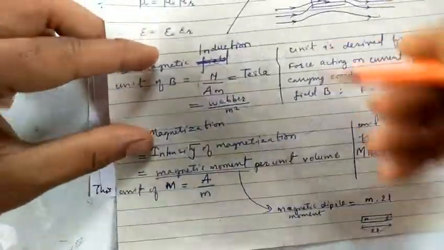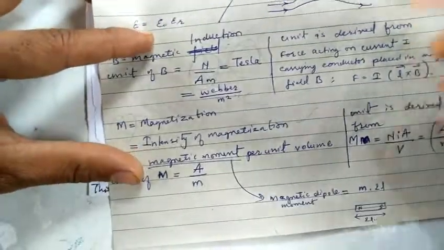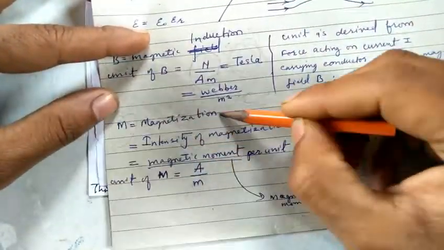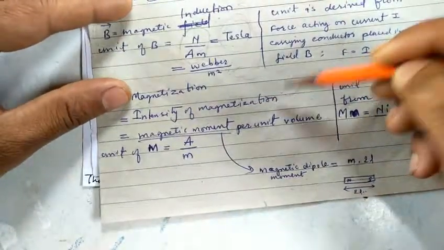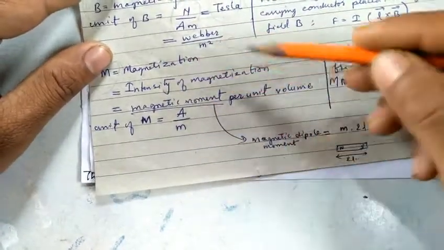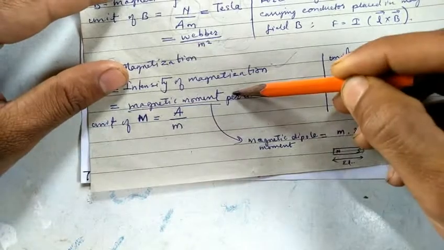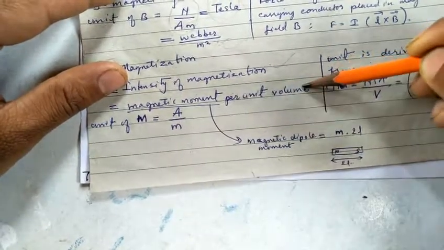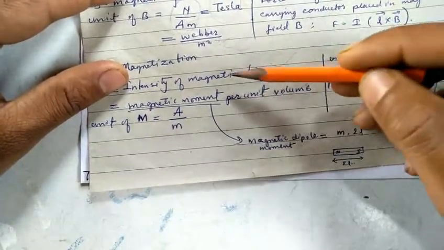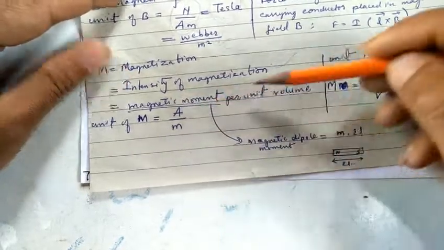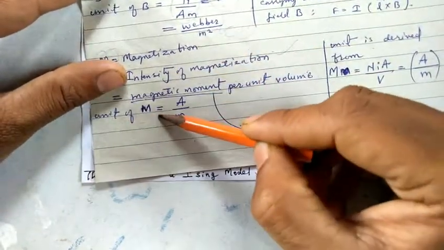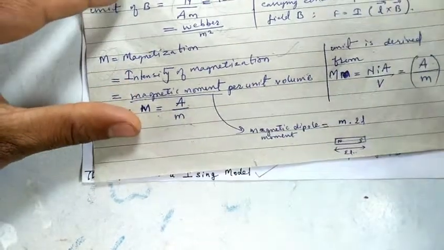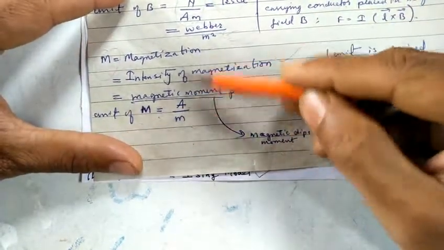So now friends, you have to understand at this point what is magnetization. The magnetization is denoted by the symbol M, and it is also called intensity of magnetization. Magnetization means the magnetic moment that develops per unit volume. So in the unit volume, the number of magnetic moments that develop is called magnetization, and the unit of magnetization M is ampere per meter, and you can keep this definition in your mind.